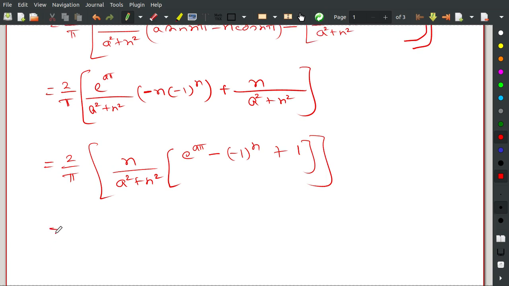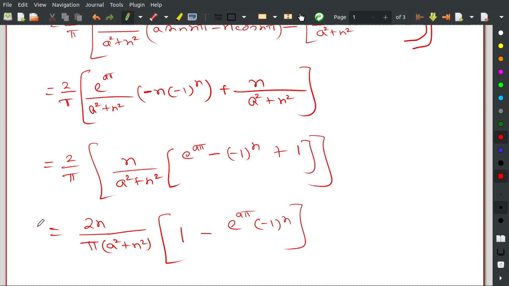So we can rewrite this as 2n by pi of a square plus n square. I am taking this out and multiplying with this, bringing this one in the front side, so we have 1 minus e power a pi into minus 1 whole power n. So this is our bn, right?